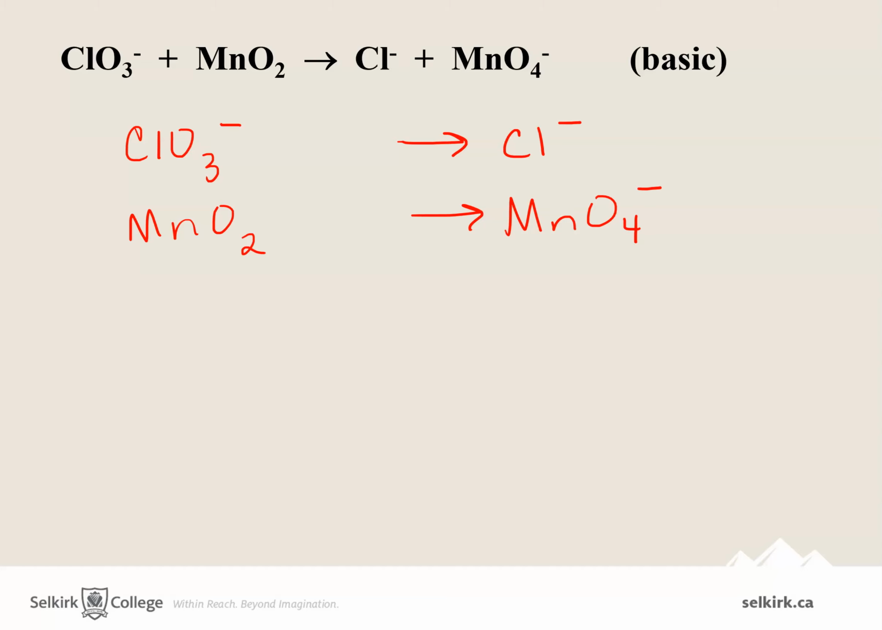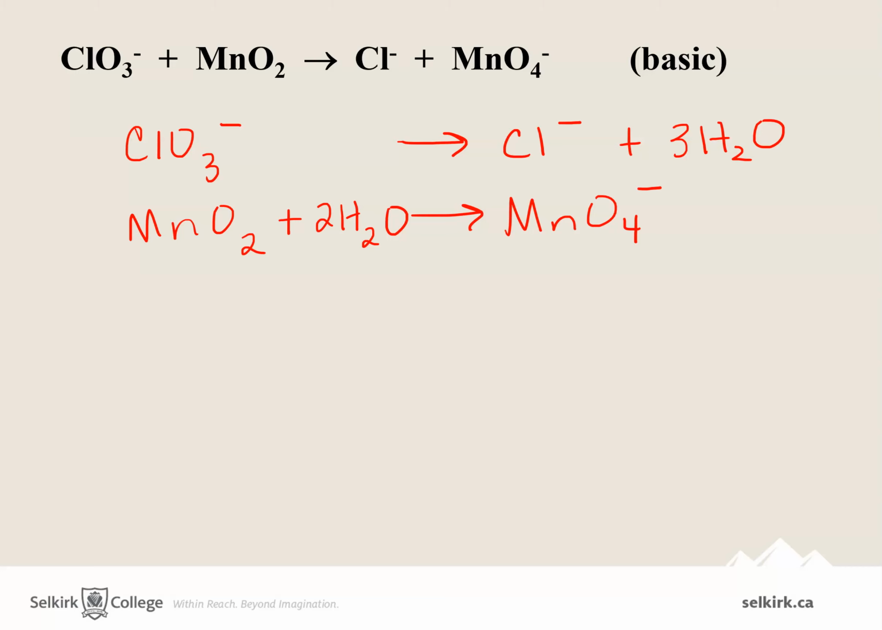Good. Second step, balance the oxygen with water. First half reaction, 3 oxygens on the left, so 3 waters on the right. Double check, 3 oxygens, 3 oxygens, good. Second half reaction, 2 oxygens on the left, 4 oxygens on the right. So I'm going to need 2 water molecules over here. Double check, 4 oxygens on the left, 4 oxygens on the right.